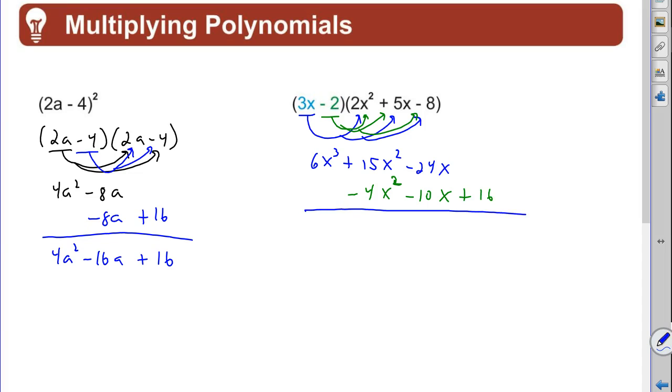And now I'm just going to add the columns for my like terms. 6x cubed plus 11 of the x squareds, a negative 34 of the x's, plus 16. And there we go. We multiplied those polynomials. Hey, it's really easy. Just be careful. You can make a mistake here or there. You don't want to do that, one mistake and you'll get it wrong.